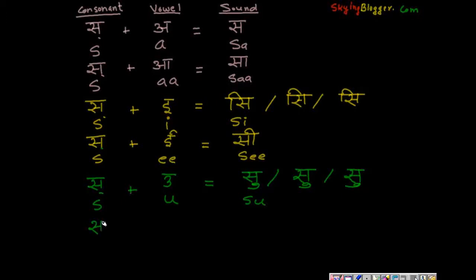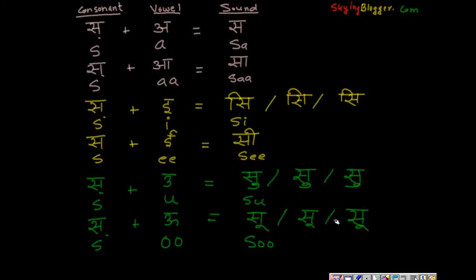Again, when sa mixes with a longer u, it produces the sound sa plus u, soo, soo, right, s-o-o is pronounced as soo. So first write the sa, then make a circle-like shape and slant it, line, then the circle-like shape, and then curvy, right, okay, this is called soo.